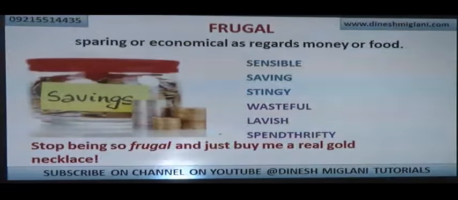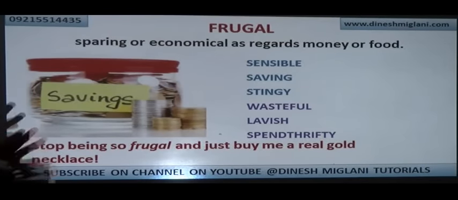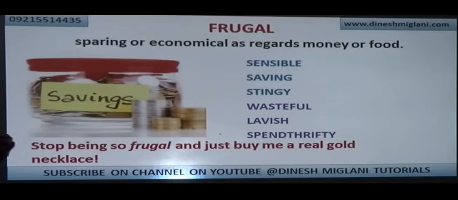Next, frugal. Frugal means savings. Saving means a person who has regard for money. A person who respects money or who does not spend money a lot. Such people are sparing or economical as regards money or food, anything. Like my father even, he always keeps on saying, don't waste food. You should eat only as much as you want to. Don't fill your plate and then leave it. Such a manner is a frugal manner.